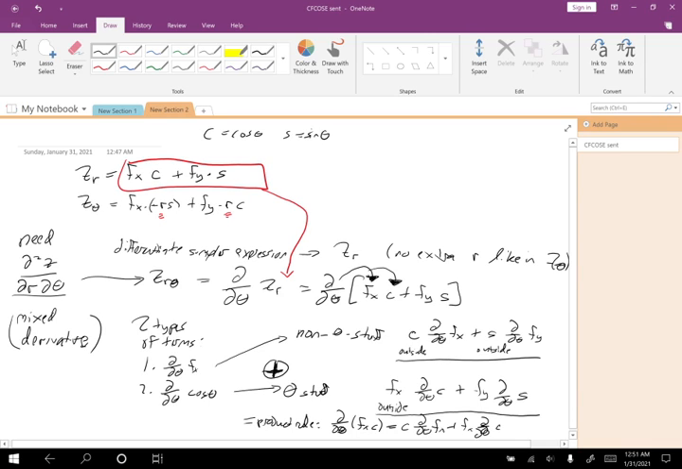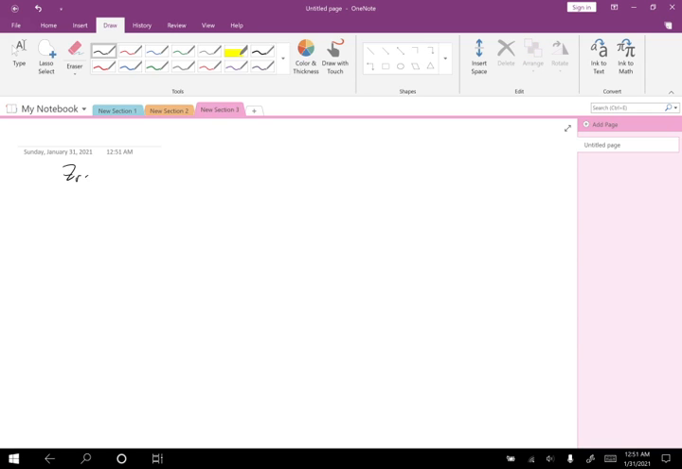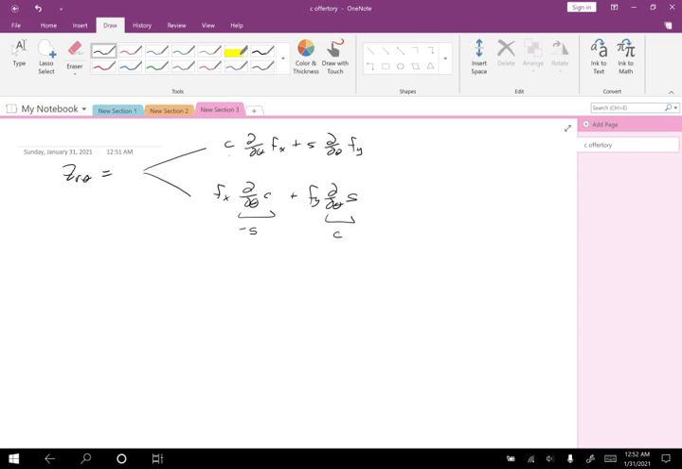Okay, so let us now evaluate some stuff. So z_rθ, to reiterate, I will have two types of terms. I will have c d/dθ f sub x plus s d/dθ f sub y. And then finally, down here, I'll have f sub x times d/dθ of c plus f sub y d/dθ of s. Okay, so these ones are actually easy, right? Because the derivative of cosine is minus sine. Derivative of sine is just cosine. So that one's very simple. I would say these ones are the hard ones.